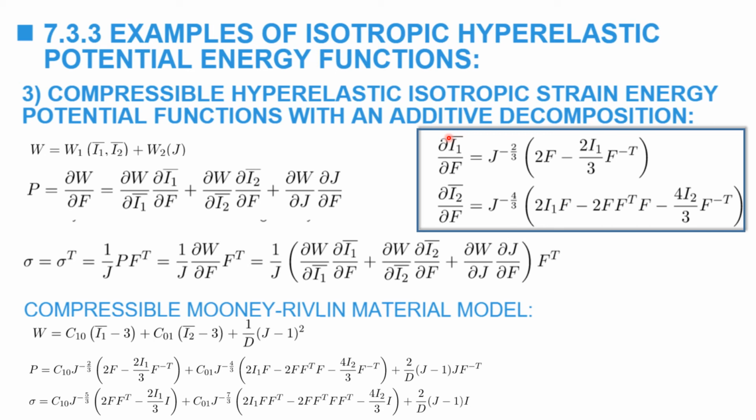Again, to find the first Piola-Kirchhoff stress, we take the derivative of W with respect to the variables, and then multiply by the derivatives with respect to F using the chain rule. In your notes, I go through the details of finding the derivatives of I1 bar with respect to F and I2 bar with respect to F, giving these expressions.